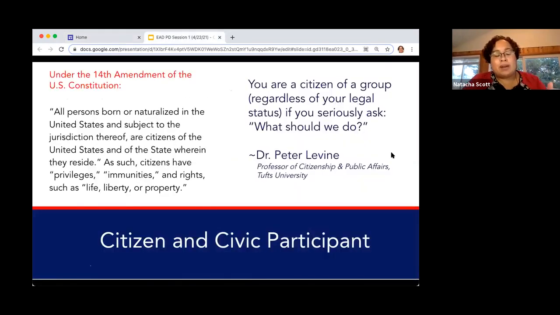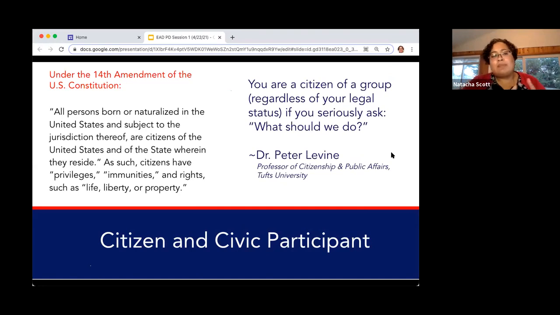Now, as we think about this concept of civic participation, and how the concept of citizen and the term civic participant come into play, both in the roadmap as well as in the legal context. So legally, under the 14th Amendment, we know all persons born or naturalized in the United States and subject to the jurisdiction thereof are citizens of the United States and the state wherein they reside. So this is what it describes. As such, citizens have privileges, immunities, and rights, such as life, liberty, or property.